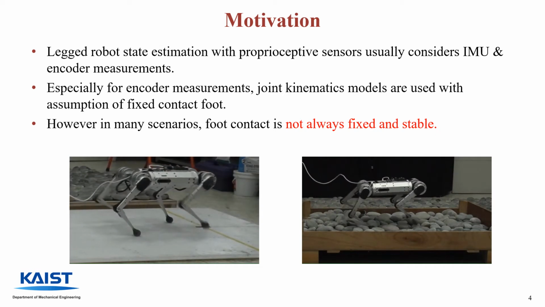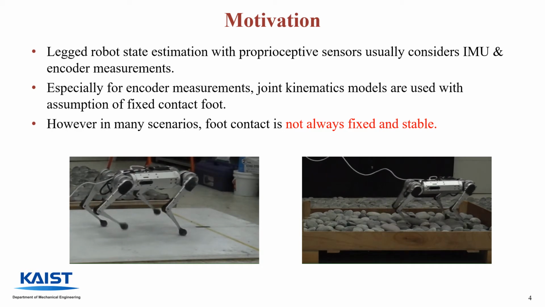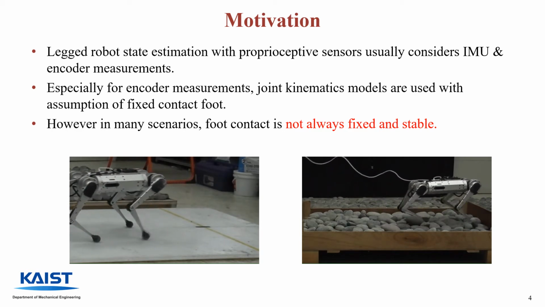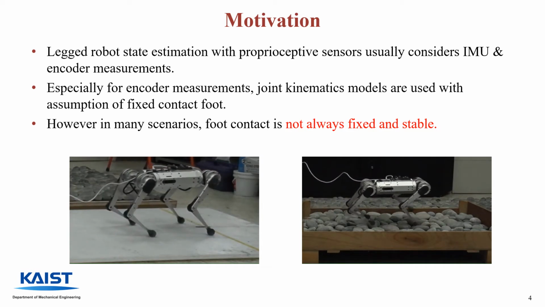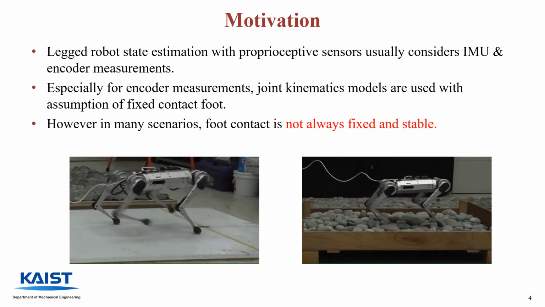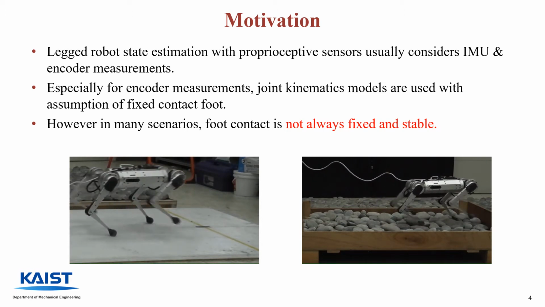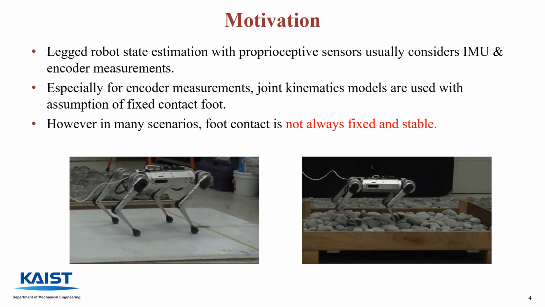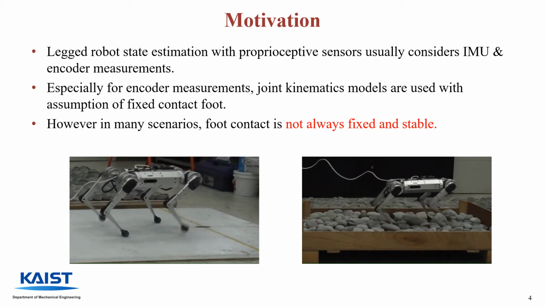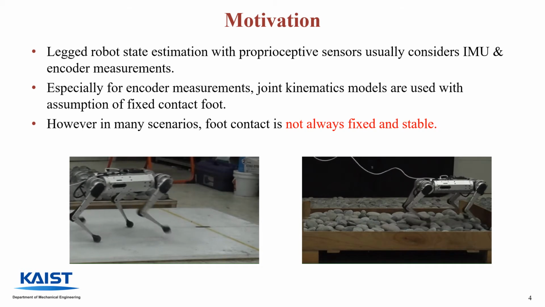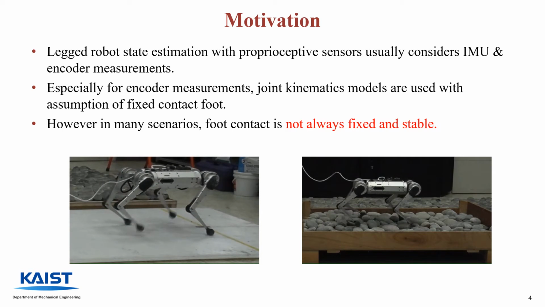Leg robot state estimation with only proprioceptive sensors usually utilizes inertial measurement unit and encoder measurements. Especially for encoder measurements, joint kinematics models are used with an assumption of fixed contact of the foot. However, in many scenarios, foot contact is not always fixed and stable, mainly due to slippage, unstable ground, and contact estimation error. We show you the videos for example.